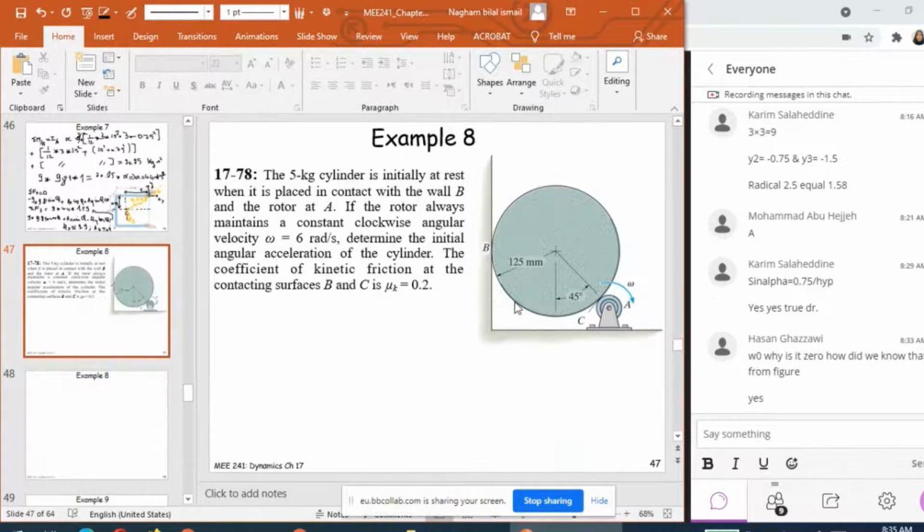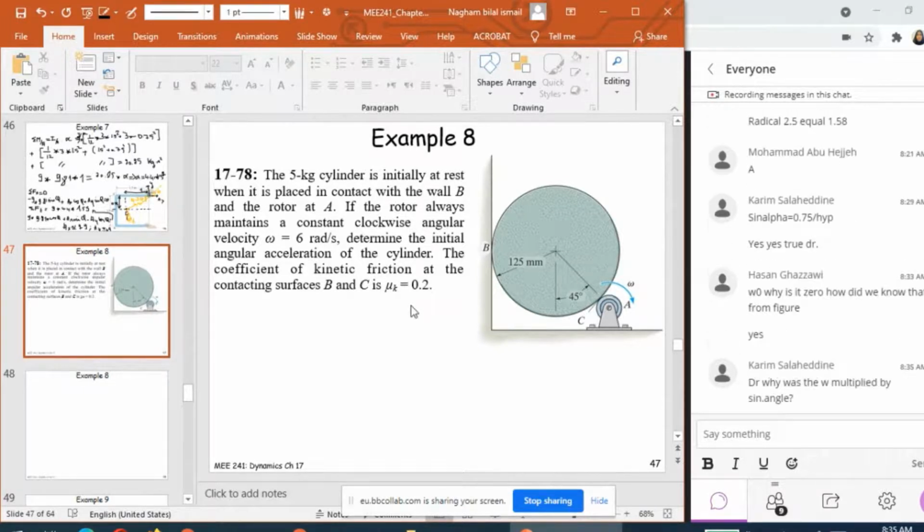So example 8, I'm going to skip it, right? But it's the same concept, okay, guys? You're going to have here two normal forces, one at B and one at A. It will be oblique, but it is also in the radius direction. And don't forget that here you have a mu, which means I'm going to have a friction force that should be perpendicular to the normal, and this means it should be tangent to the circle at this point and tangent to the circle at this point. And you're going to have to find the initial angular acceleration of the cylinder.